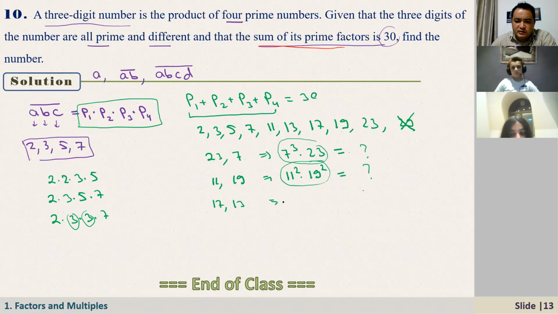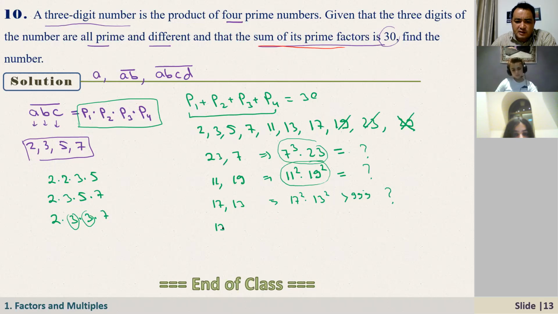If it is 17 and 13, it should be something like this, 17 squared and 13 squared. Also that is greater than 999. Also we have nothing to do here. And okay, that means here not possible, here not possible, and with 17 also not possible, right? And how about if it is 13?